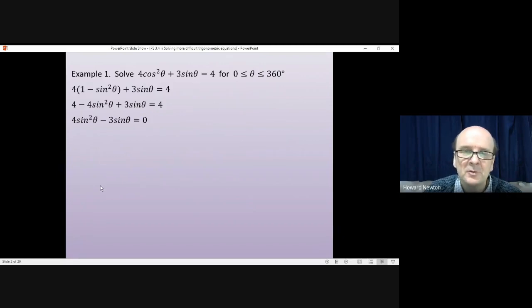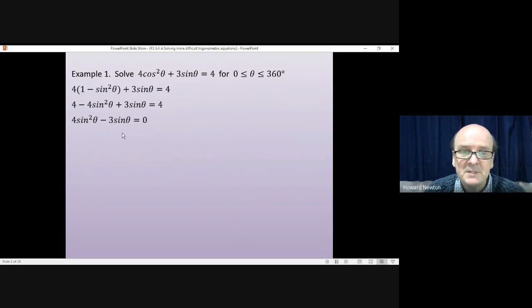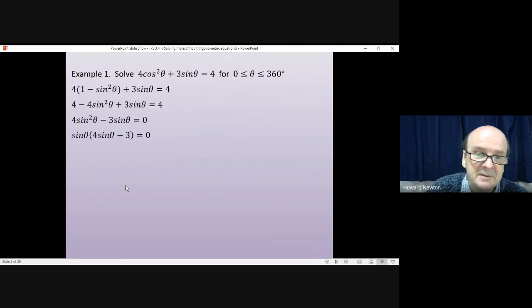And I collected them all on the right-hand side in order to get rid of the minus in front of the sine squared. It's easy to trip up on this, but this is one of the easiest things to factorize because you've got sine theta common to both terms. So you just take sine theta out of the brackets, and that leaves you 4 sine theta minus 3 inside the brackets. When we multiply these together, we get 0 for the answer.